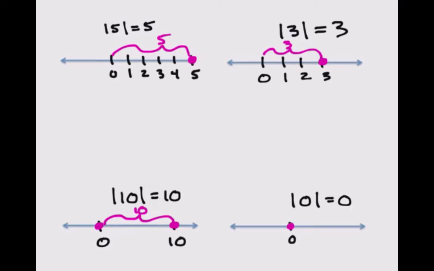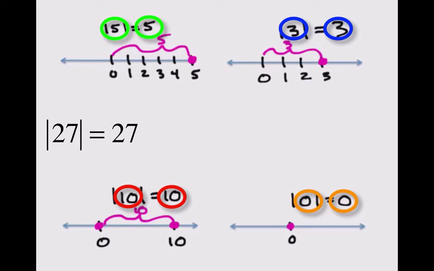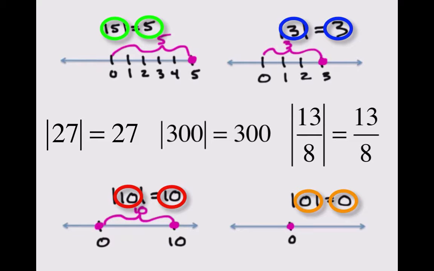And perhaps we're starting to see a trend. In general, the absolute value of any non-negative number is just going to be itself. The absolute value of 27 is 27. The absolute value of 300 is 300. The absolute value of 13/8 is 13/8.